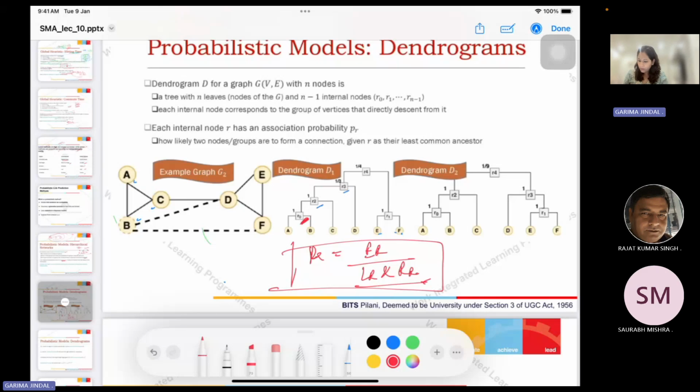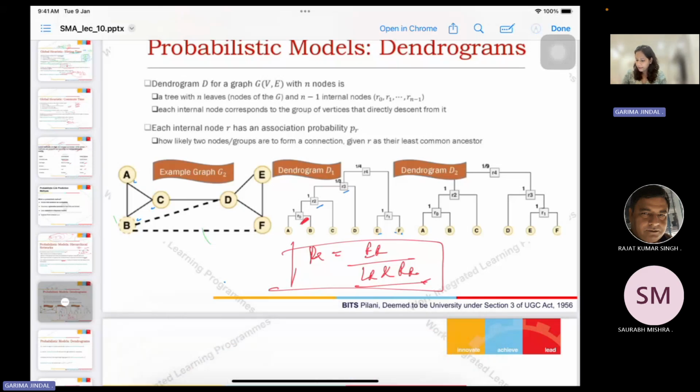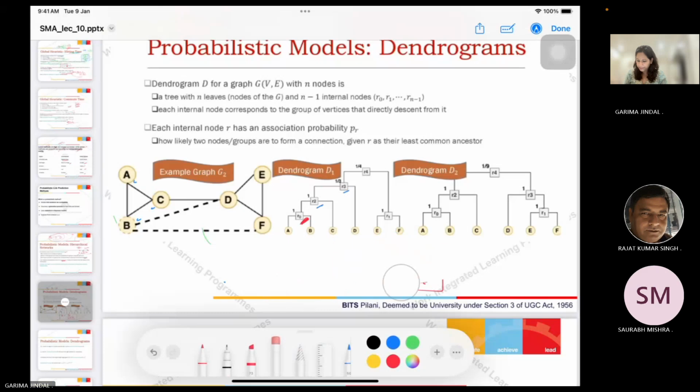Now let us verify the calculations that are given. At R naught, my LR value is 1, RR value is also 1, and ER value is also 1. How many edges are connecting these two groups? That is 1. That is why the probability is 1 by 1. So the probability is 1 here.